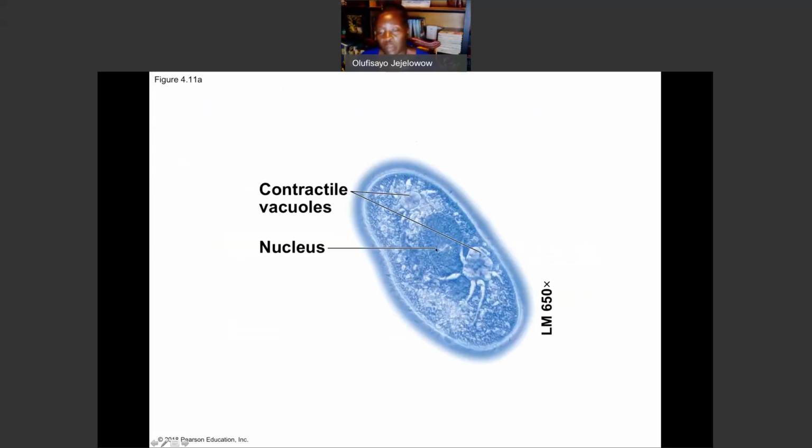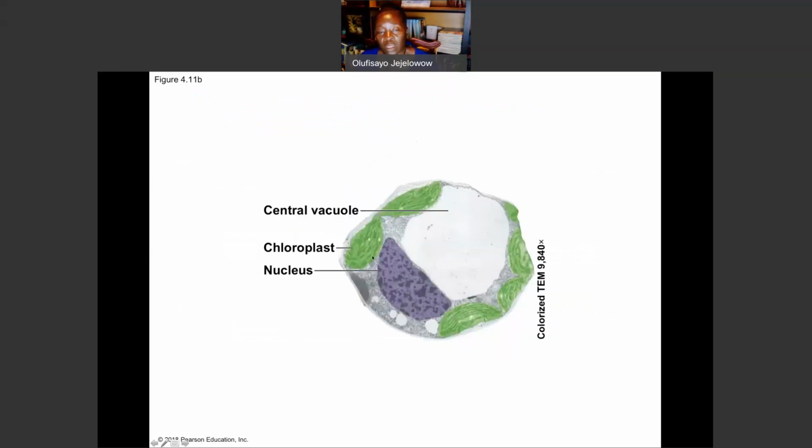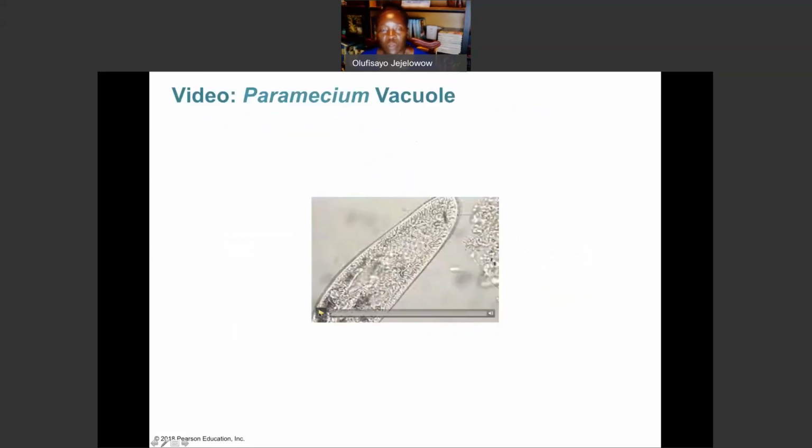So this is a paramecium and its contractile vacuole. This is the central vacuole in a plant. And let's watch the paramecium's contractile vacuole at work, pumping water. The water is continuously pumped out.